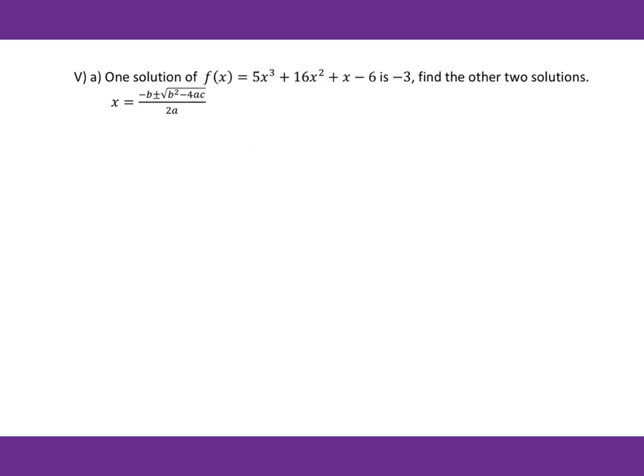Now let's go to number 5. A solution of f of x equals this polynomial function is negative 3. Find the other two solutions. You are given the quadratic formula to use. If you are given a solution, you've got to use synthetic division.